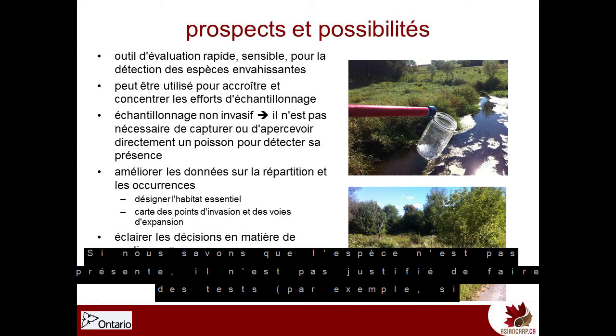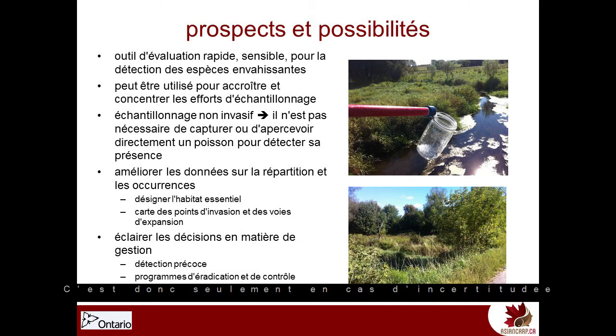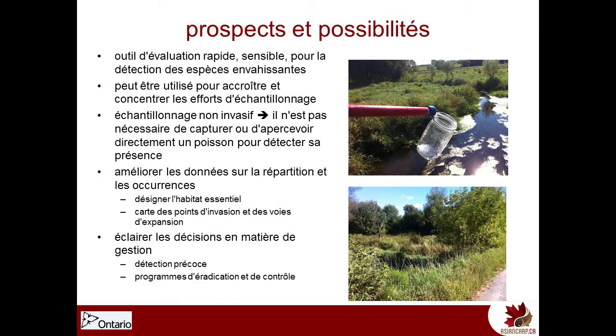If we know that they are not present, so for instance, if we want to find polar bears in Lake Erie, I'm fairly sure we won't find any. Again, there's no point testing. So it's really only in that uncertainty where we're not sure, but we're worried that something might be present, that is where the tool can be applied.